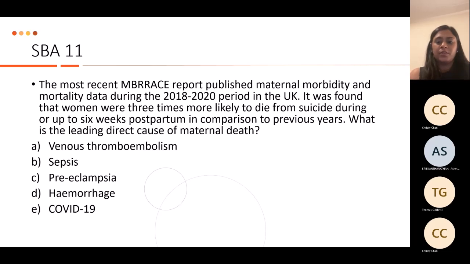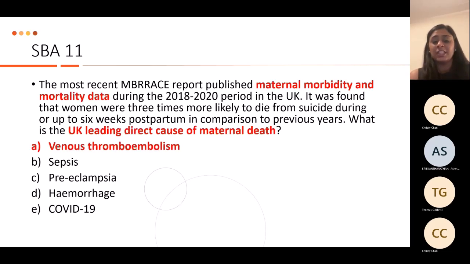Okay, so in this case, you didn't actually need to know very much about what an Embrace report is, although it is mothers and babies reducing the risk through audits and confidential inquiries. So it is a very famous report that pretty much every obstetrician reads, and they publish data yearly or biannually on maternal morbidity and mortality. And in this case, the thrombosis and thromboembolism remains the leading cause of death during and up to 6 weeks after the end of pregnancy, which is quite shocking.